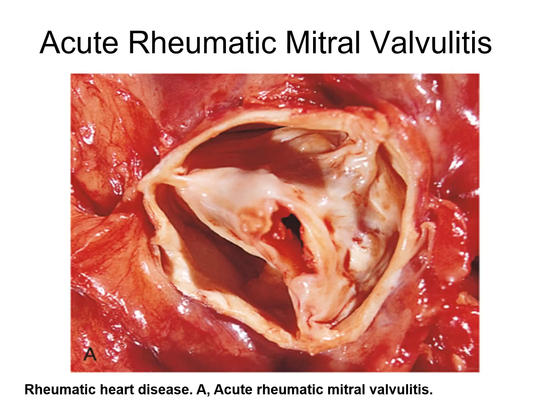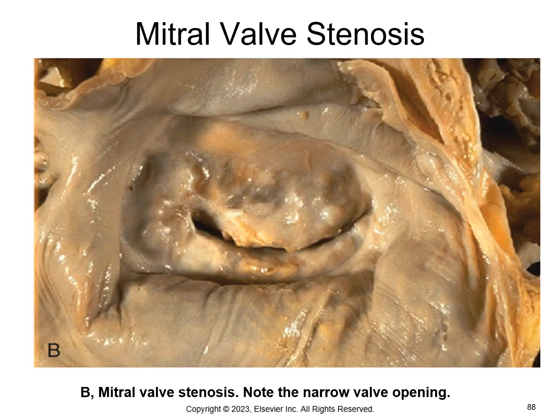Right, so here we're seeing inflammation of the mitral valve, okay? Acute rheumatic mitral valvulitis. And here you see that mitral valve stenosis, right? That mitral or bicuspid valve on the left side of the heart. That mitral valve stenosis, look how narrow that opening is there.